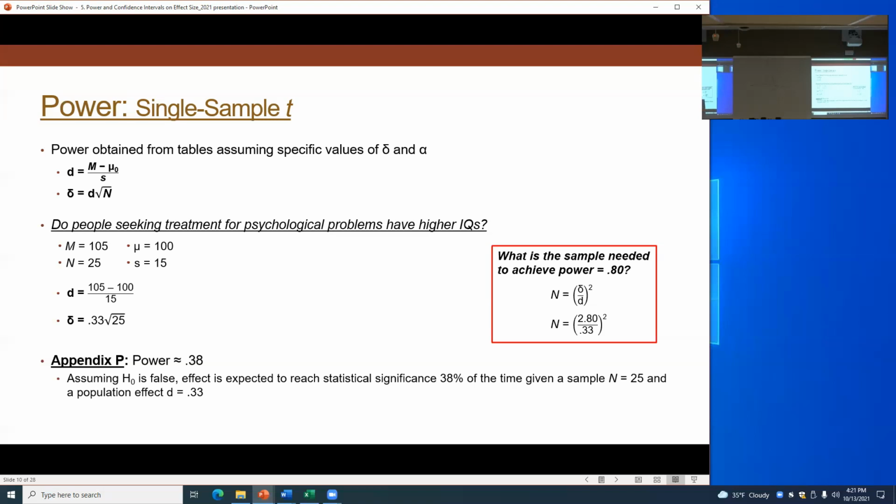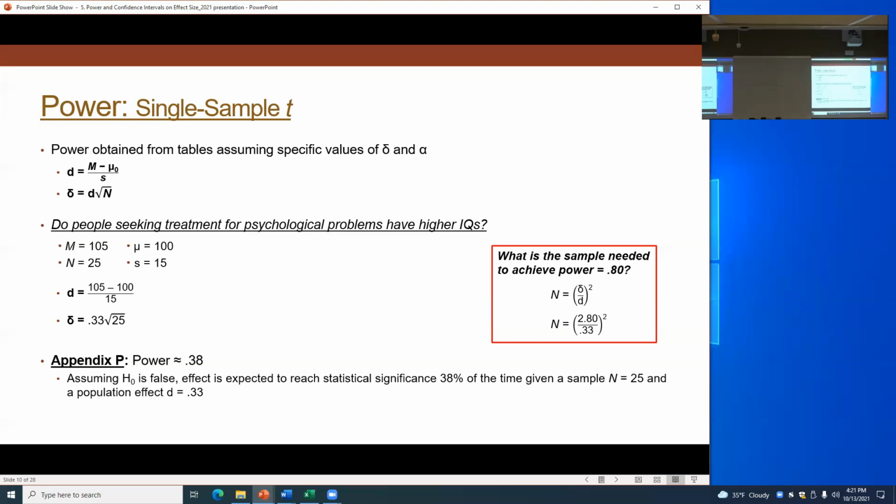Okay. Where did I get 2.8? Yeah, Emily. So do you go to the appendix for power, go to the 0.05 and go down to 0.8? Yep. Okay. So if we go down, we know at alpha 0.05, I want power to be 0.80. I just move across and I get my sigma value. Pretty straightforward, right? So someone tell me, take 2.8 divided by 0.33 and square that.